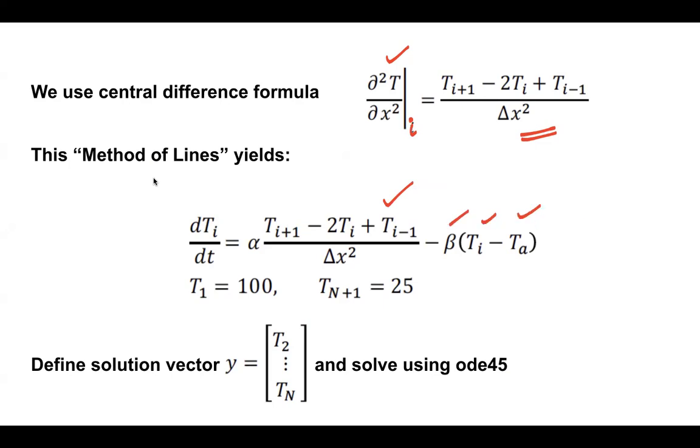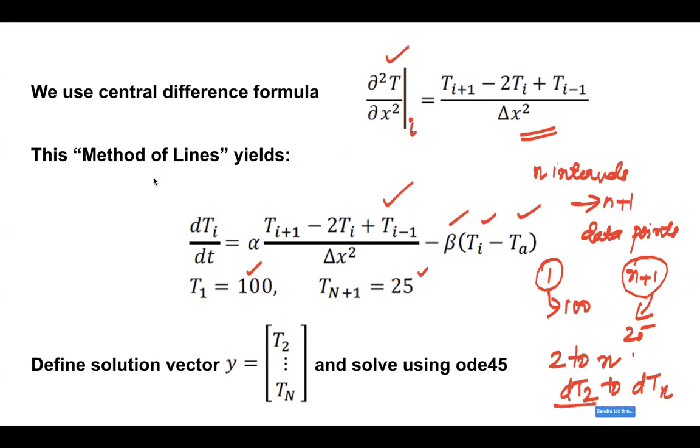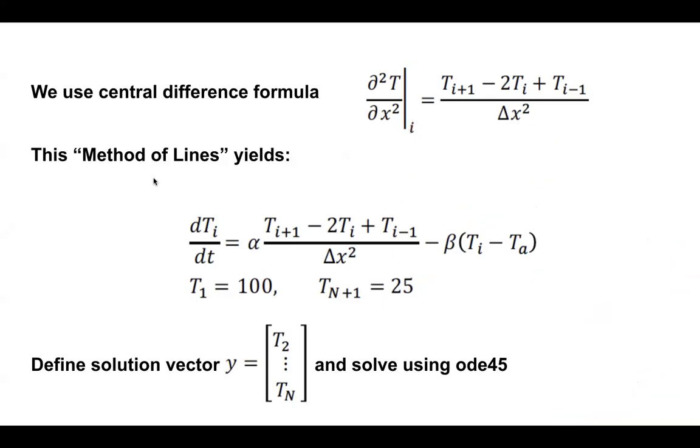Likewise, when you write the equation, T1 is given to you, that is 100, and T(n+1). That is, if you have n intervals, we will have n plus 1 data points. Out of the n plus 1 data points, the first and the n plus 1 are known to you. So this is 100 and this is 25. So you have to find from 2 to n. So this equation, you write it from dT2 to dTn. Okay. So now this T2, T3 till Tn, you call it the vector you are trying to find.